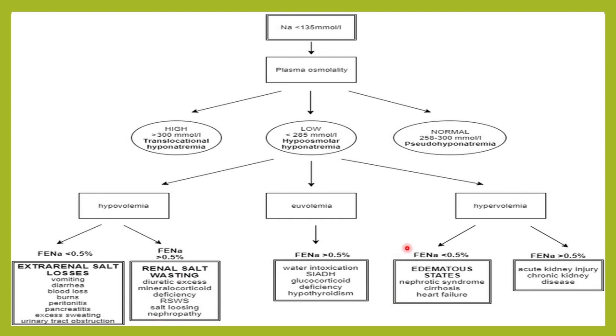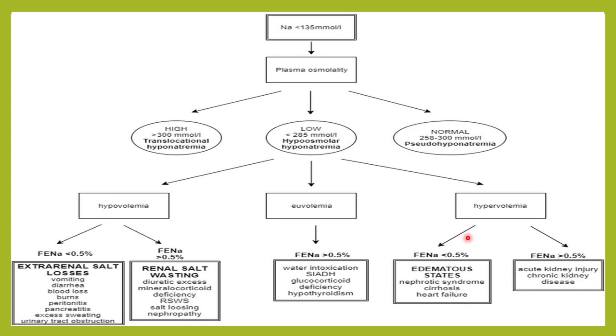So now the hyponatremia can be because of hypervolemia also. Hypervolemia means the sodium is less but the body fluids are more. For example, in the edematous states, in heart failure, in cirrhosis, in nephrotic syndrome. So in all these conditions, what happens? The volume of the water is more, making the salt appear less. The sodium concentration appears less. So that is hypervolemic hyponatremia.